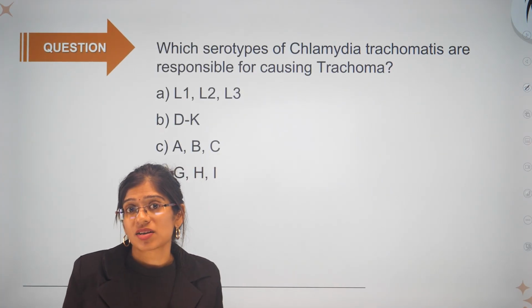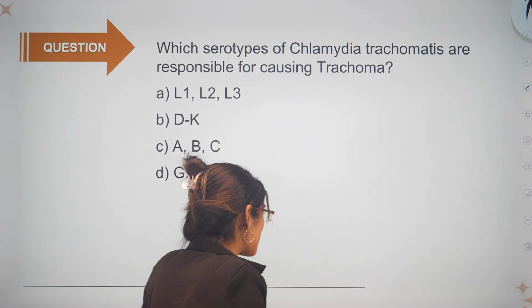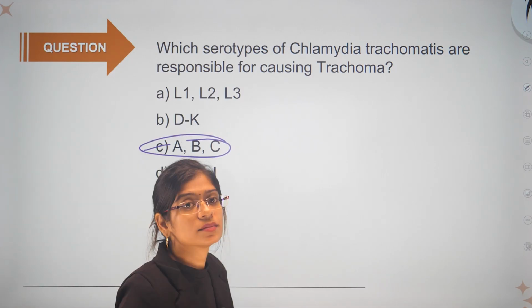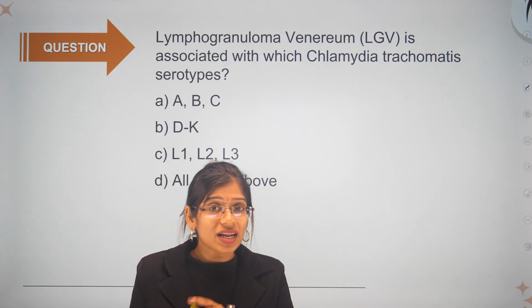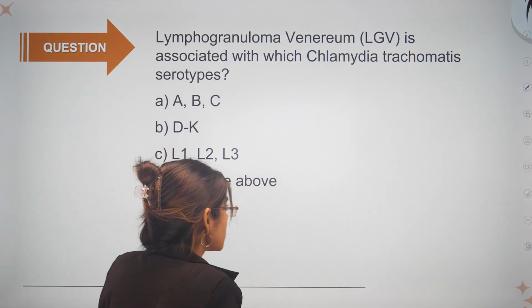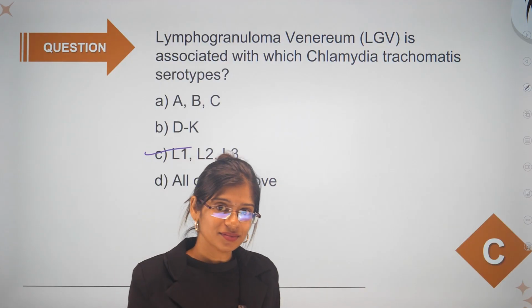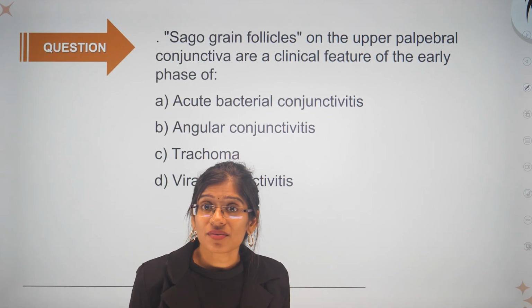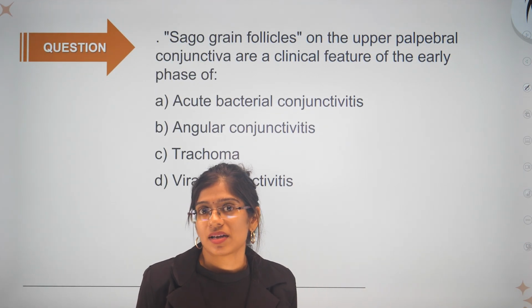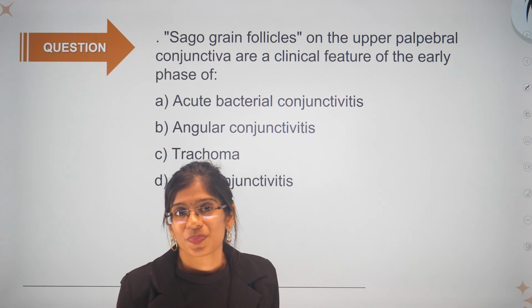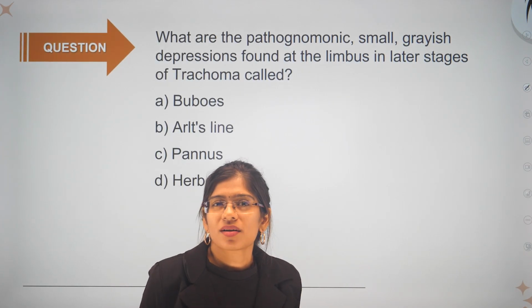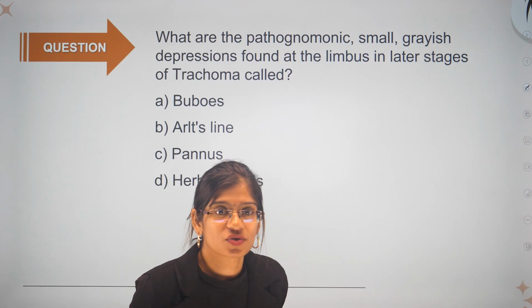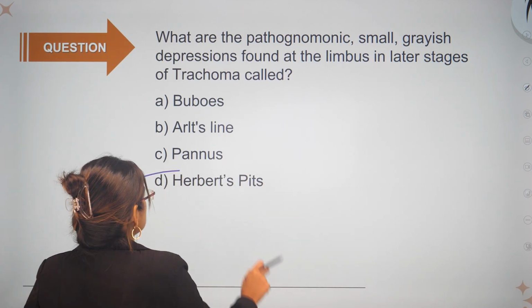Which serotypes of chlamydia are responsible for causing trachoma? Important. A, B, C. LGV is associated with which serotypes of chlamydia? LGV, that is L1, L2, L3. Sago-grain like follicles on the upper palpebral conjunctiva are features of what? Trachoma. What are the pathognomonic small greyish depressions at the limbus in the later stages of trachoma called? Herbert's pits.